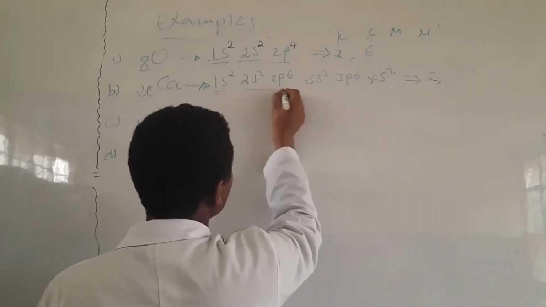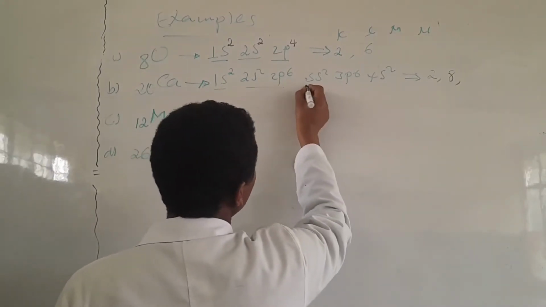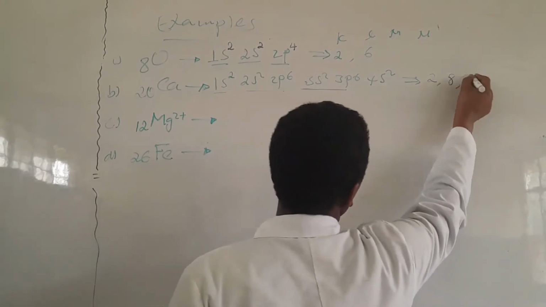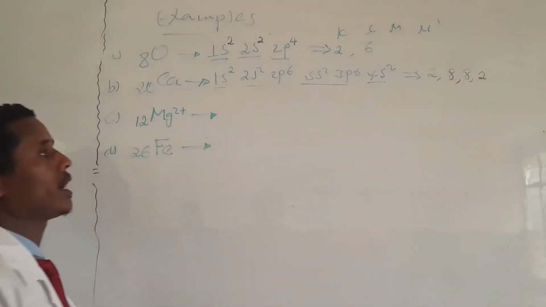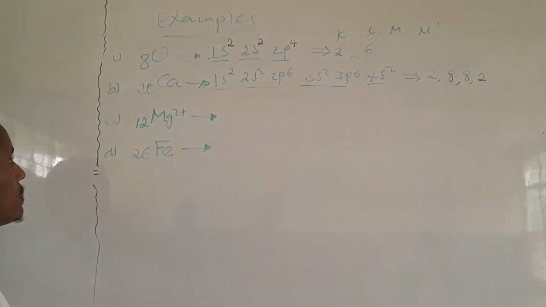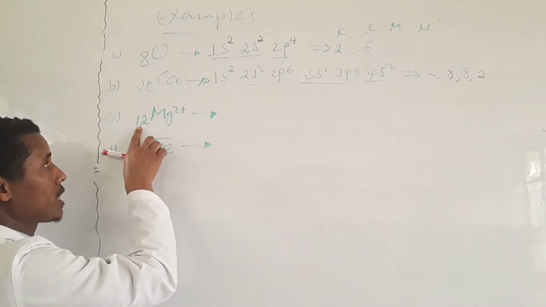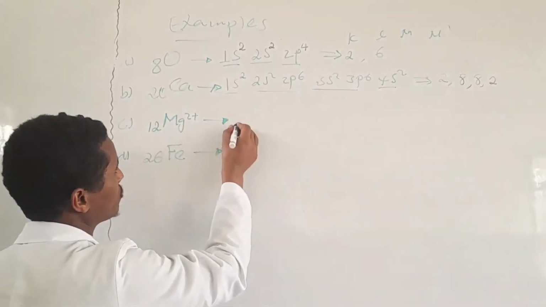The second shell holds 2 plus 6, 8 electrons, the third holds 2 plus 6, 8 electrons, and the fourth shell holds 2 electrons: 2, 8, 8, 2. The third one, magnesium, loses 2 electrons. That means 2 electrons are lost from 12 electrons. So you can subtract 2.